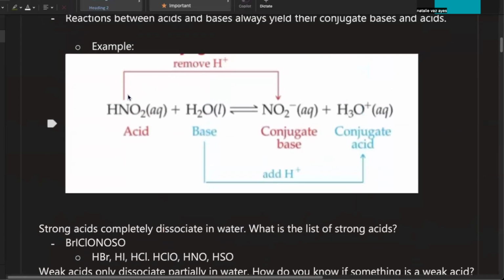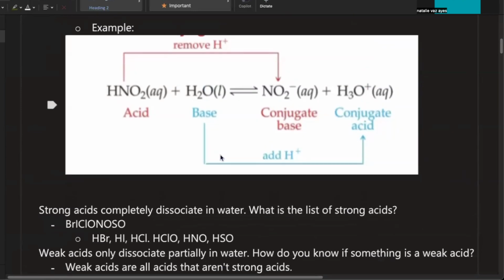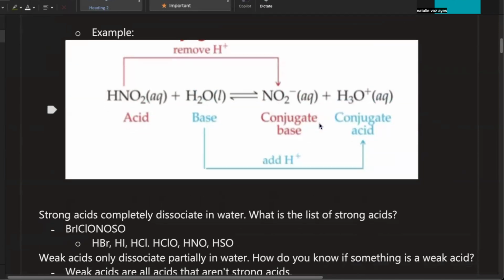So we know that the proton is going to move away from the strong acid. Since this is a strong acid, its conjugate base is going to be weak. Since this is a weak base, this is going to be a strong acid. So the equilibrium favors the reaction that moves the proton to the stronger base and away from the stronger acid. So this is the stronger acid. It's going to move away to the stronger base.